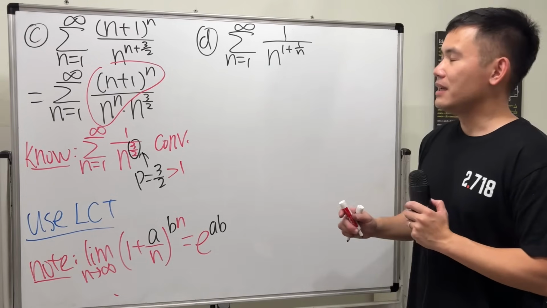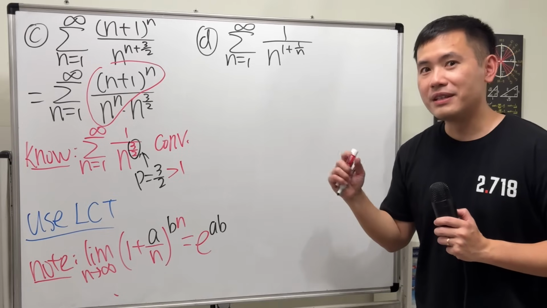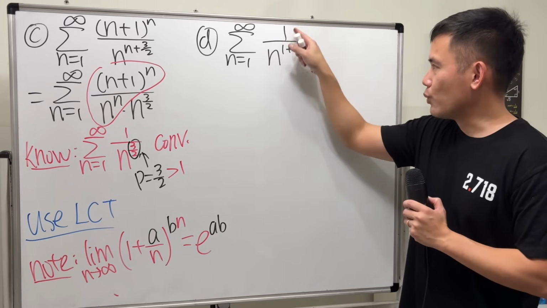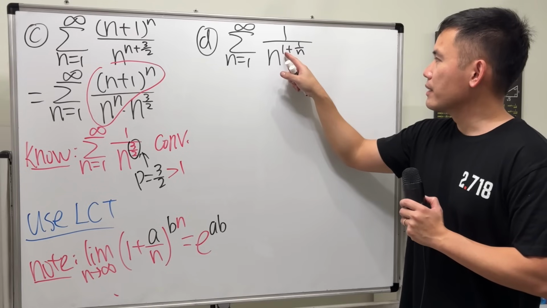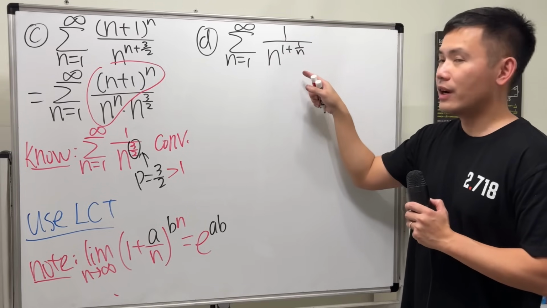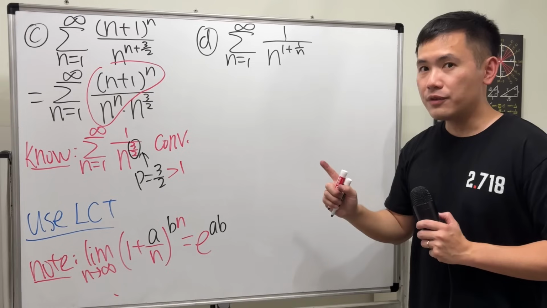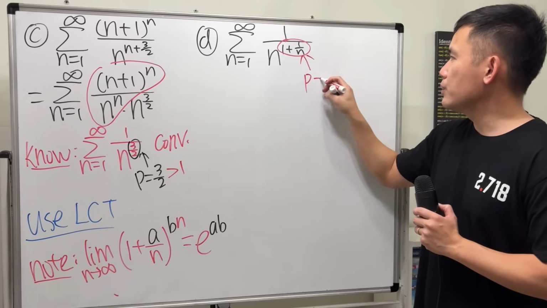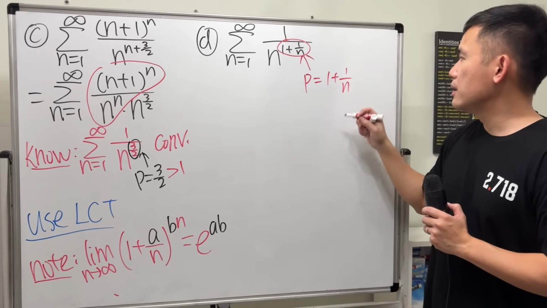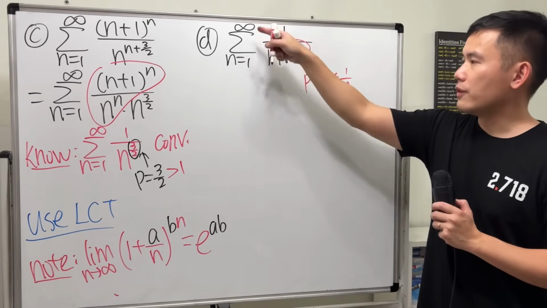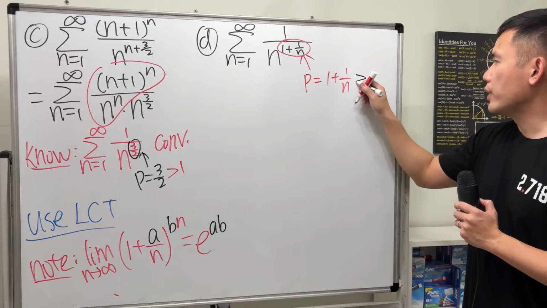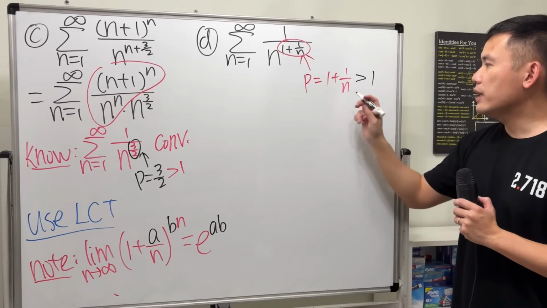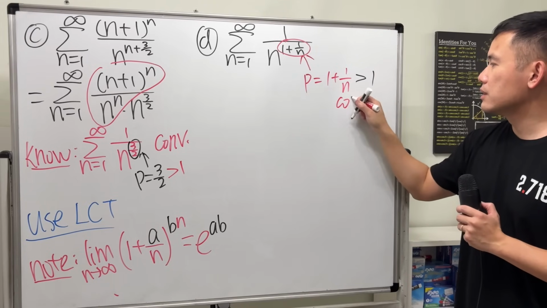Now, let's look at D. This is a dangerous question, because it looks like a p-series. We have the series of 1 over n to the 1 plus 1 over n, right? The common mistake for this one is that people will just think that this is the p, which is 1 plus 1 over n. n is going from 1 to infinity, so this should always be greater than 1. While this statement is true, we cannot say this converges.